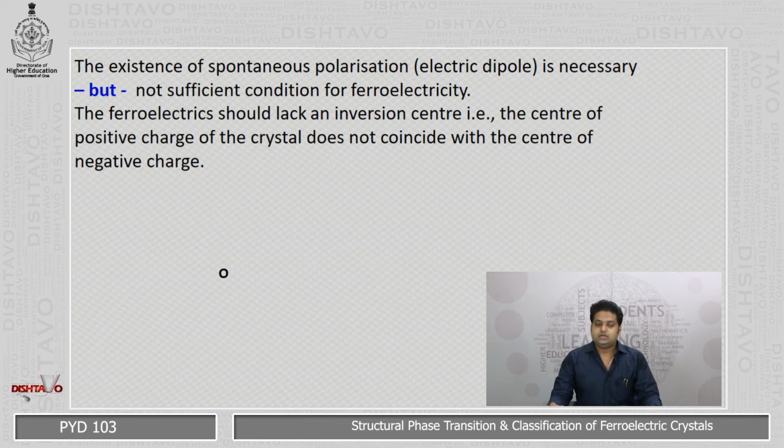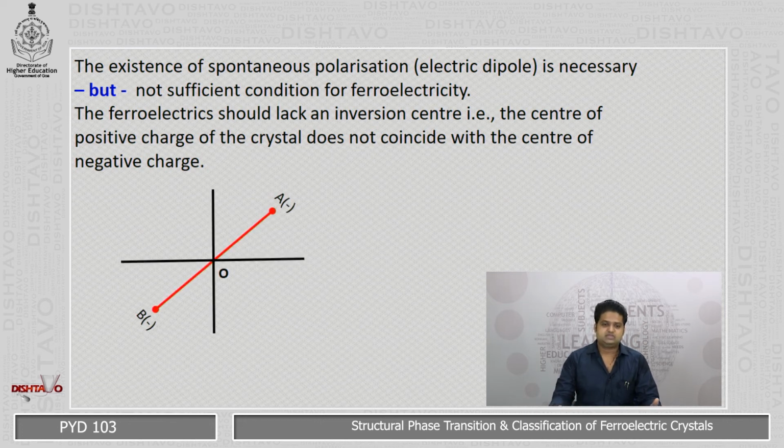The ferroelectric should also lack inversion. It should not have an inversion center in it. That is, the center of positive charge in the crystal should not coincide with the center of negative charge. For example, I've drawn a simple diagram here. You can see negative charges A and B, and the distances AO and BO are exactly equal. So obviously they will have a center of inversion, and this particular combination cannot be ferroelectric.